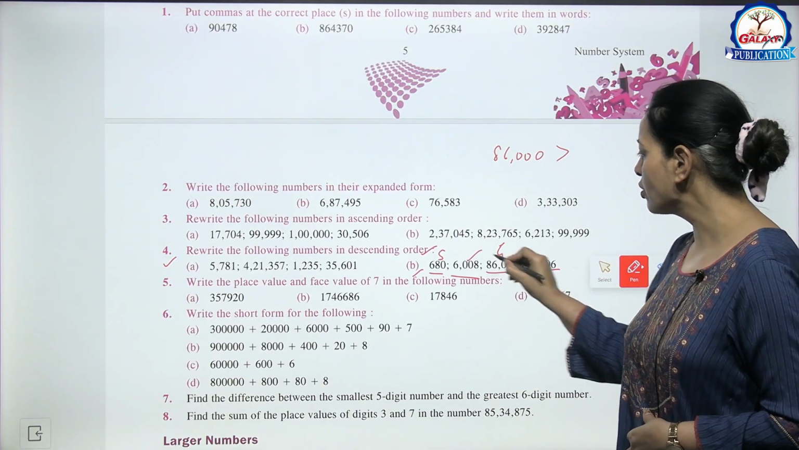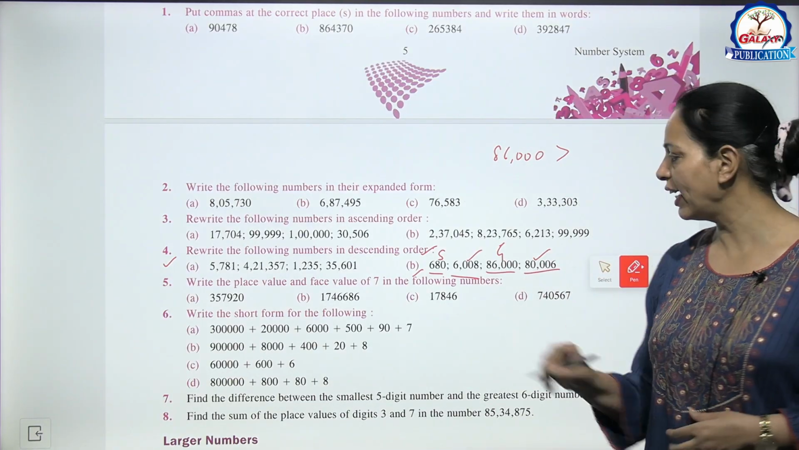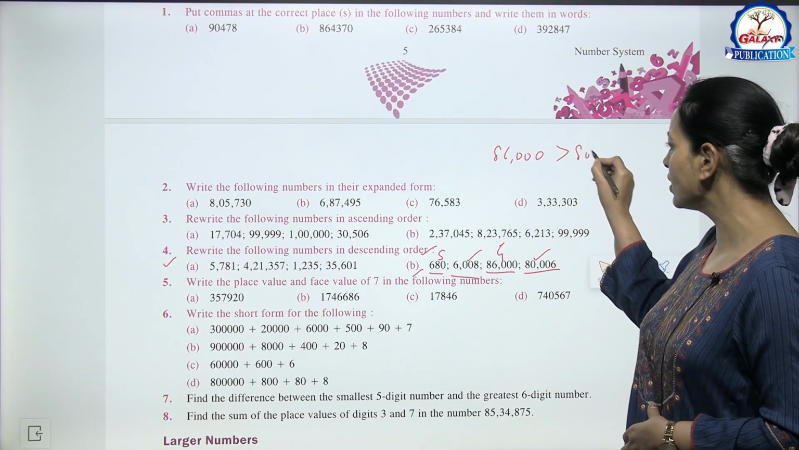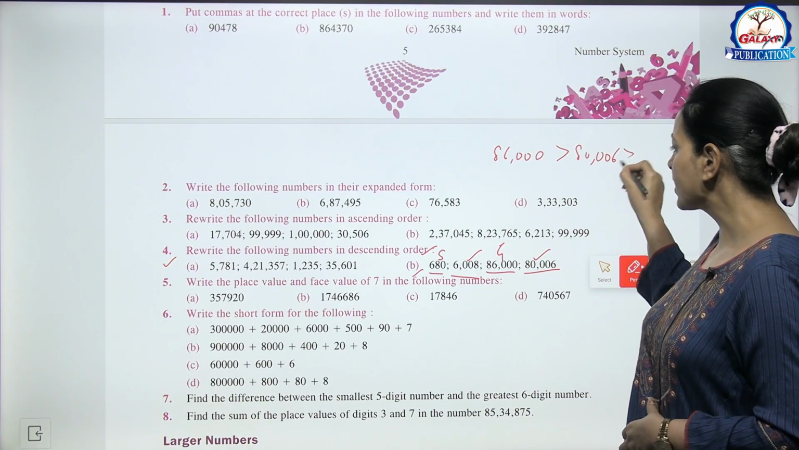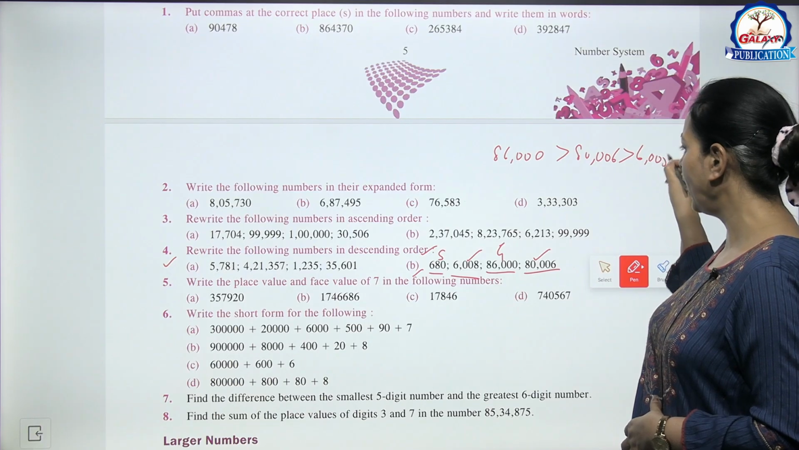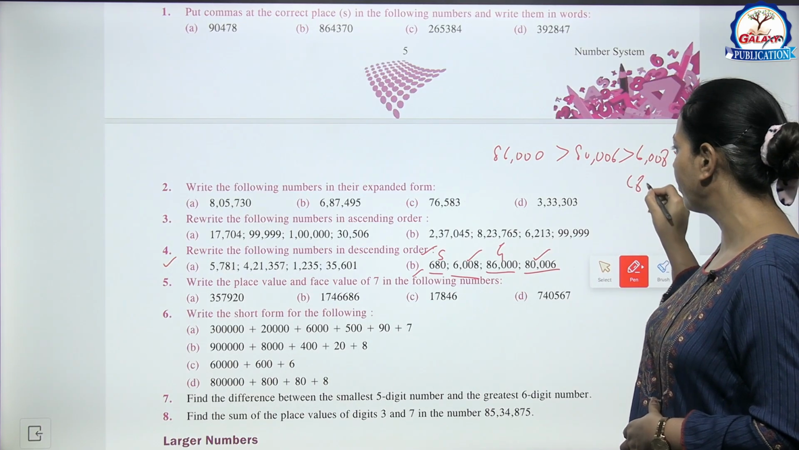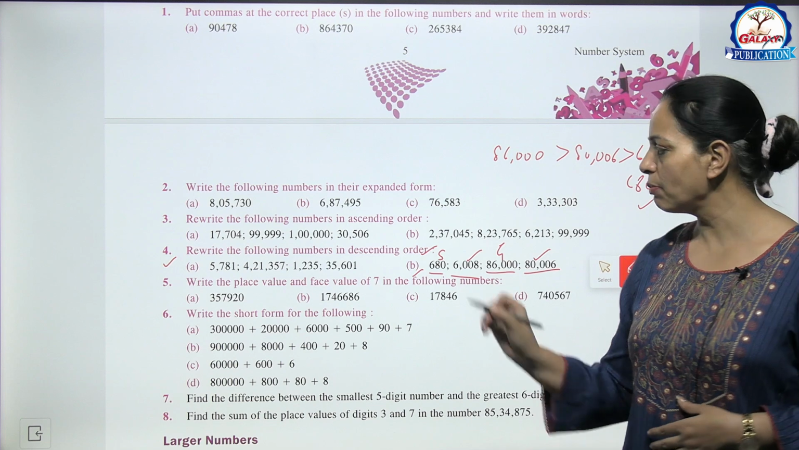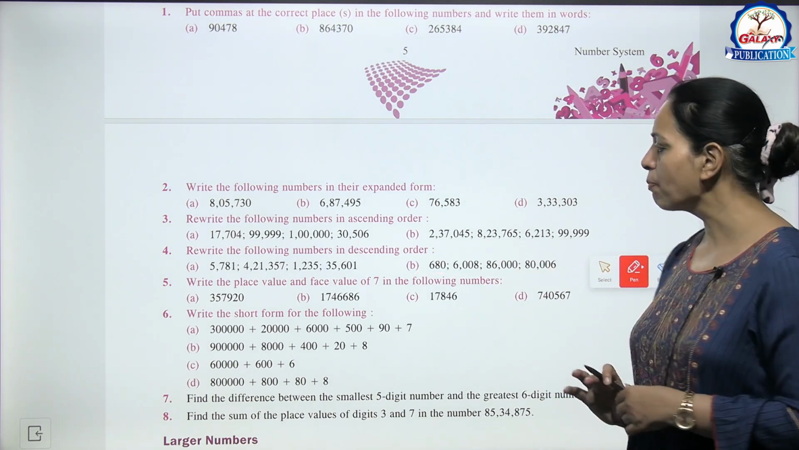Then out of these two numbers, which one is greater? Of course 80,006. This is greater than 6,008, greater than 680, right? So similarly you can try the first part.